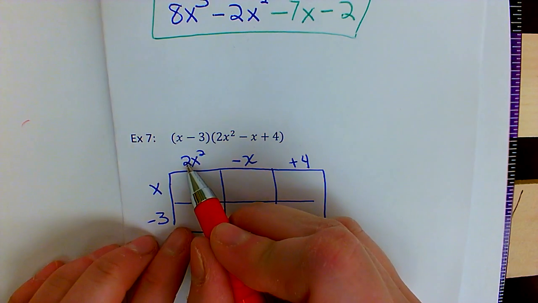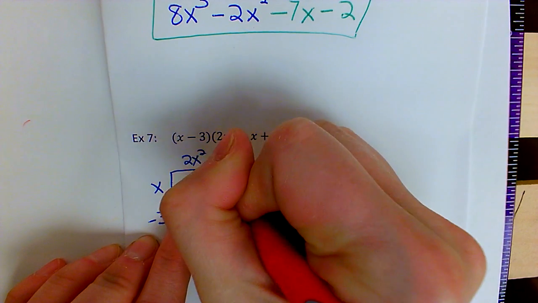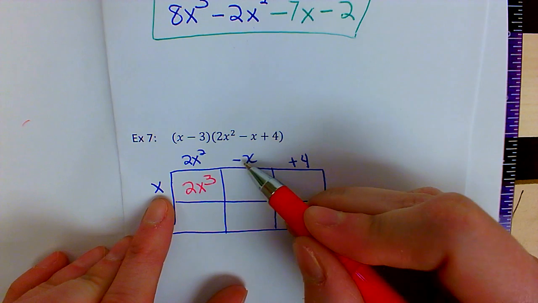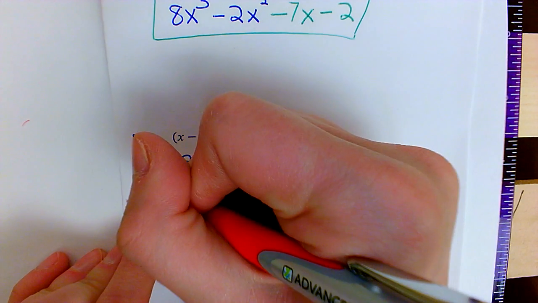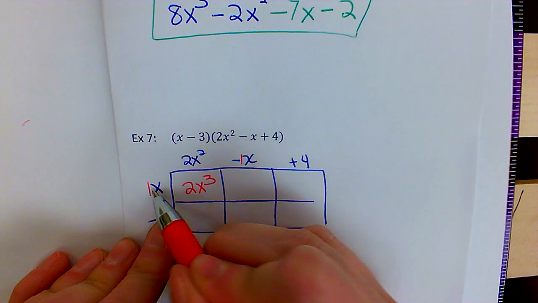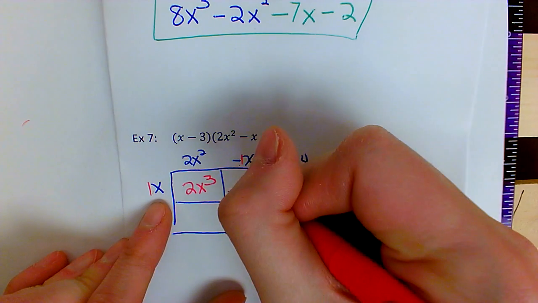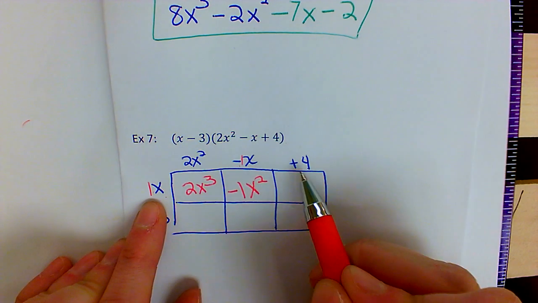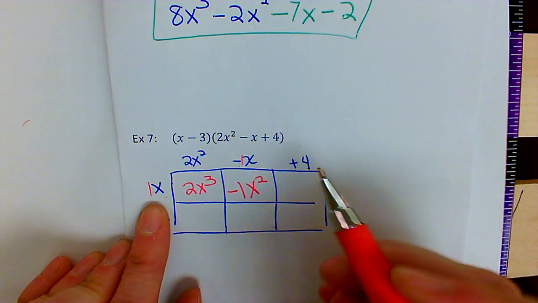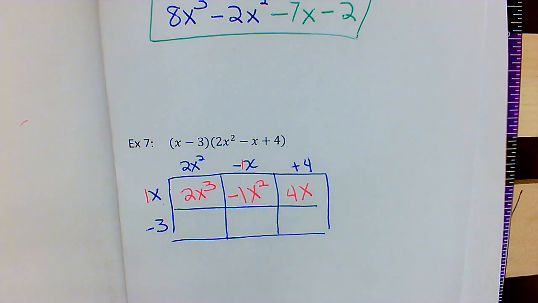I'm going to multiply. 2x squared times x for this first box is 2x cubed. Then I multiply negative x times x. Well, guys, remember, the imaginary number in front is 1 right here. So 1 times negative 1 is negative 1, and x times x is x squared. Okay. I'm also multiplying this 1x times 4. 1 times 4 still gives me 4, and then don't forget to put the x right there.